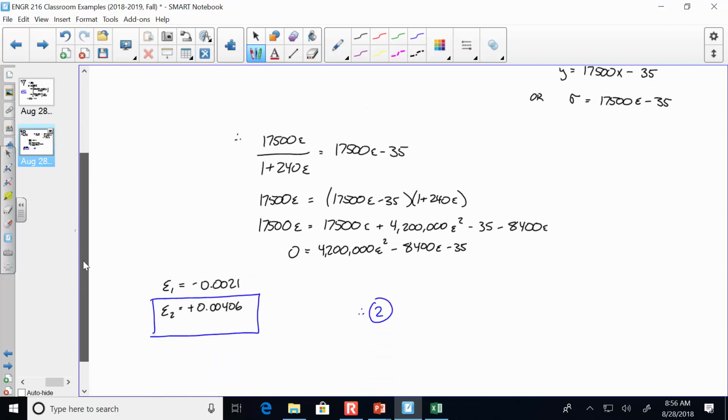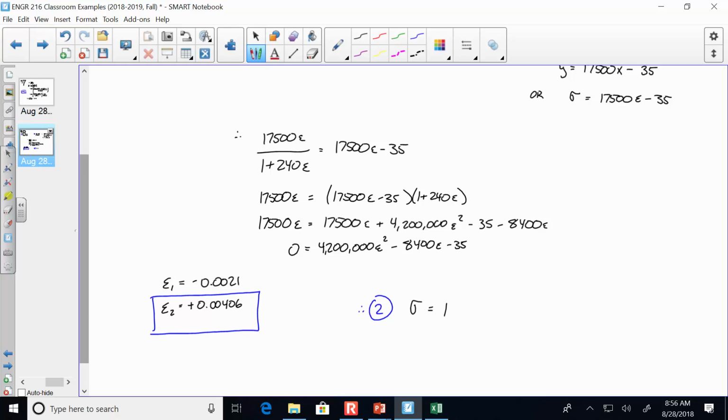So equation 2 is sigma is 17,500 epsilon minus 35. 17,500 times 0.00406 minus 35. And what do we get when you plug that in? You tell me. 36.05. Do I have a second on that? And so that's KSI.